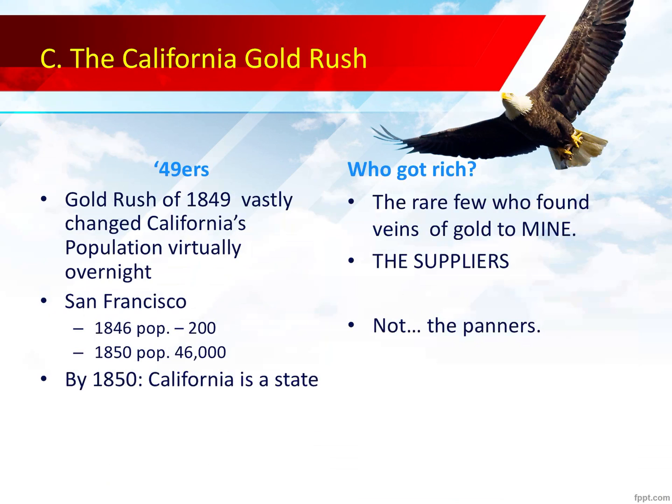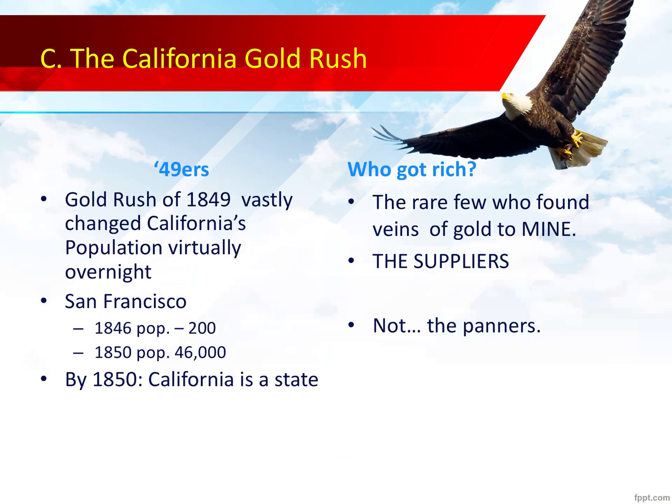But by 1850, just 4 years later, its population was 46,000. That's the population of like Huntington. That's a very big change. And that happened in 4 years, and that population growth continued to grow exponentially because of that.